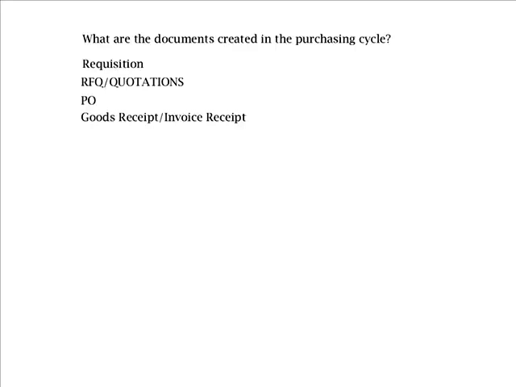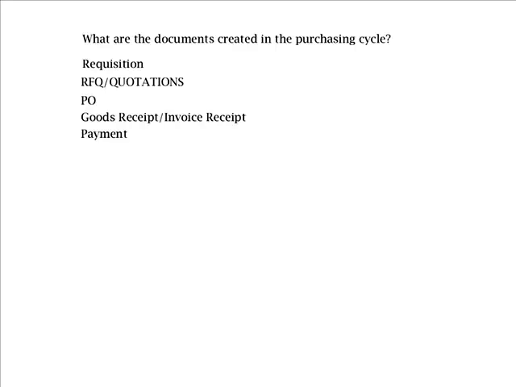And the last thing is payment. All of these are documents that have numbers within the system. You can retrieve any of these documents if you have their numbers or their date, or who they were paid for, or which vendor, which material. There are different ways to retrieve that information from SAP.